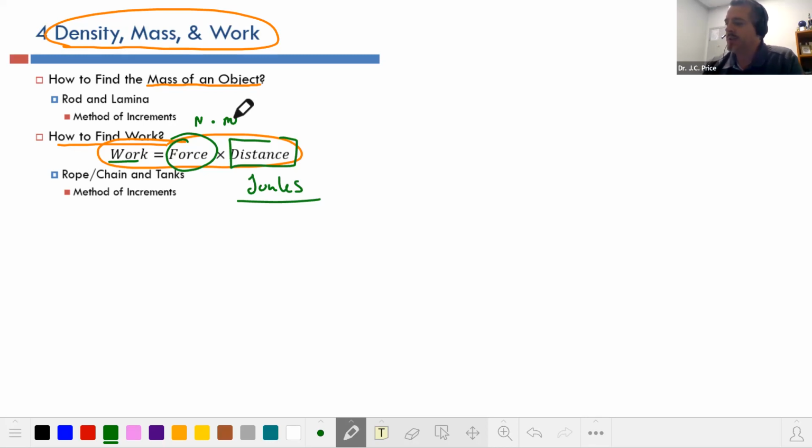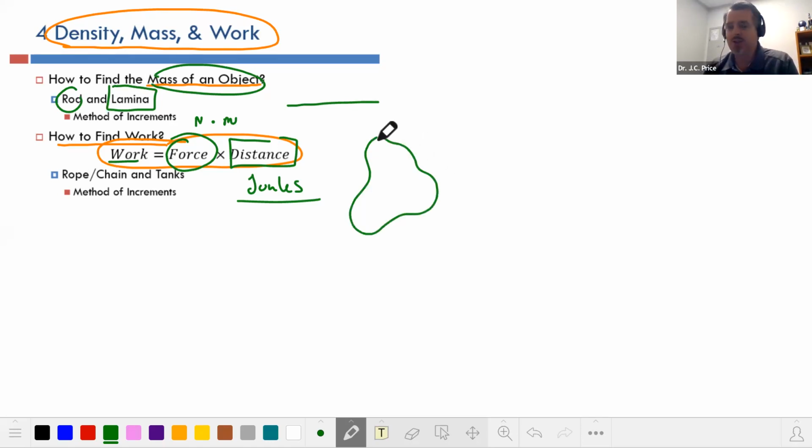And so we'll first do the mass of an object here in a minute. We're going to do it with rods, which is basically just drawing a horizontal line and imagining that's a rod. And then something called a lamina. A lamina is basically a planar region, and you think of that planar region having some sort of density, like a constant density, usually going across it. And that's what we mean by a lamina.